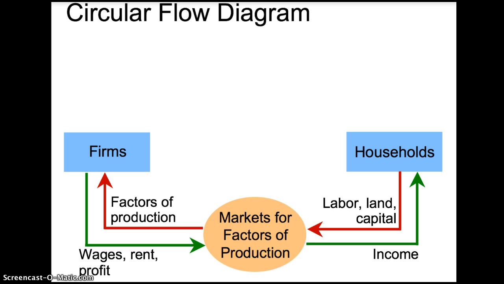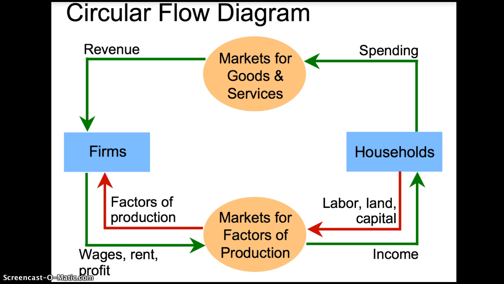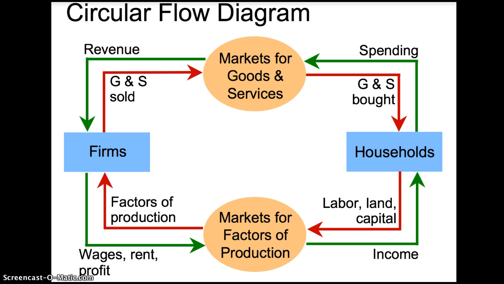Next, let's look at how participants interact in the market for goods and services. Since the households now have income, they're going to spend it in the market for goods and services by buying finished products. The money then flows to the firm as revenue. Firms provide goods and services for sale and households buy the goods and services. Again, each flow line is the same. The only difference between the right and left side is ownership.